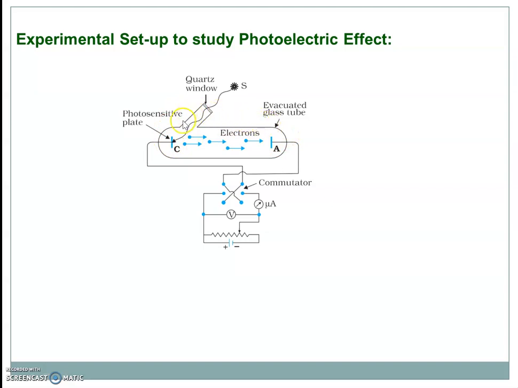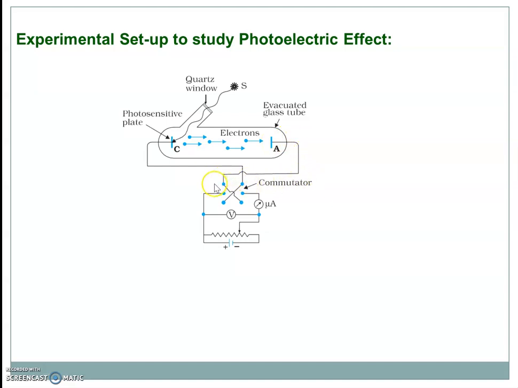Vacuum tube, which can also be known as evacuated glass tube. It has a window of quartz. At one end of the evacuated glass tube, cathode plate, that is photosensitive plate, is attached, and at opposite end another plate is there known as anode plate.